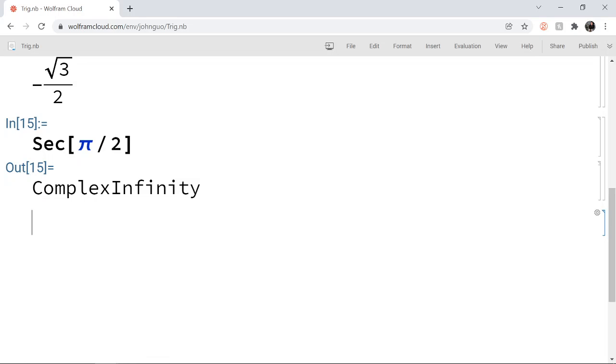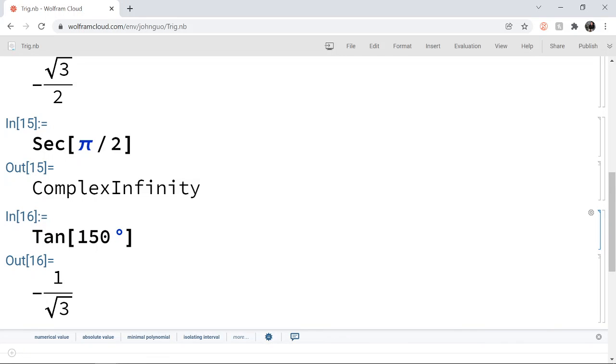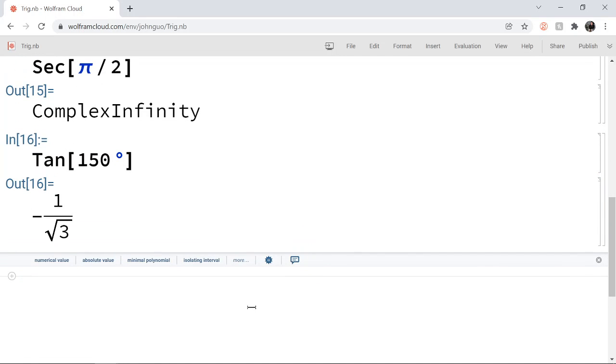And so if I want to enter an angle in degrees into a trigonometric function, let's say our tangent function, I would type in, as a concrete example, 150, escape, DEG for degrees, and then escape again to really accept that degree character. Now I press Shift-Enter to run this command, and I get negative 1 over the square root of 3.